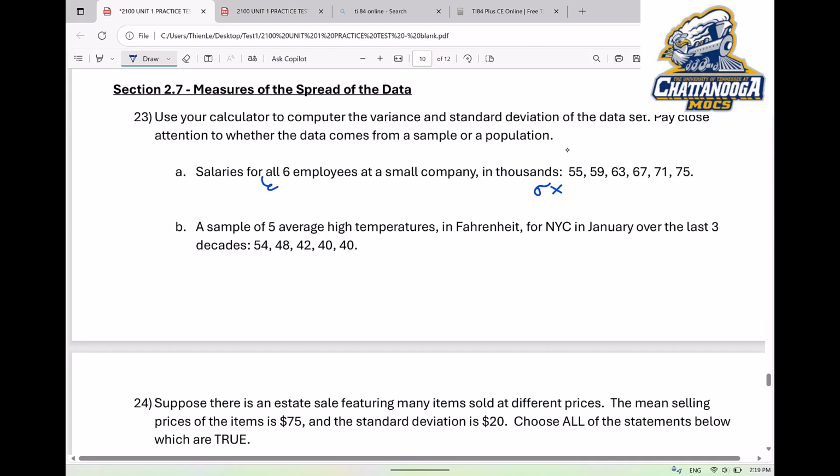And then a sample of 5 average high temperatures in Fahrenheit for New York in the last 3 decades. So here we just have a sample, which means you look at the SX instead. So you plug in your calculator, and pay close attention when we talk about population versus sample. Here's a sample, and here population. So here you look at sigma x, here you look at SX.